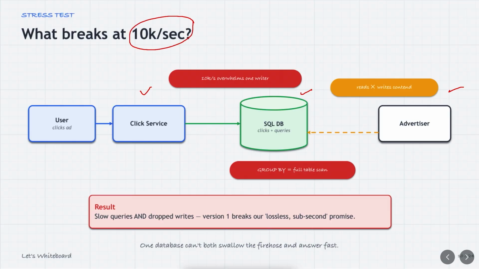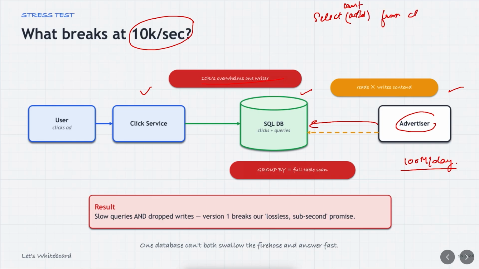The first problem is scale. Why does it break at 10K per second? Because 10K per second means 100 million per day. And at any given point of time, if the advertiser has to simply apply SQL queries, they would do something like: select ad ID, count from clicks DB where current time minus timestamp is less than or equal to 1, group by ad ID.